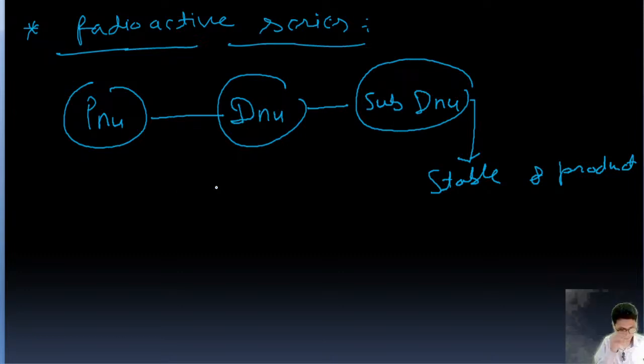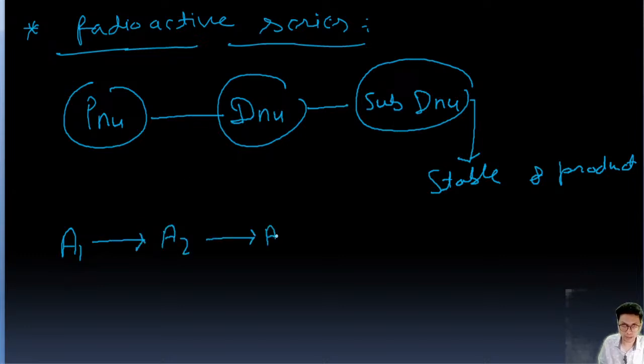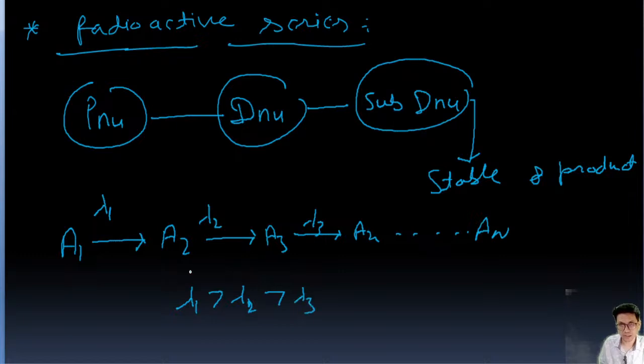So for example, we have A1, it became A2, then this became A3, then A4, and so on, An. So the decay constants are lambda 1, lambda 2, lambda 3, and so on. These are decay rates, okay. Here you need to note lambda 1 greater than or equal to lambda 2 greater than or equal to lambda 3. So these are parent nuclei, then daughter nuclei, then sub daughter nuclei, then the product, okay.